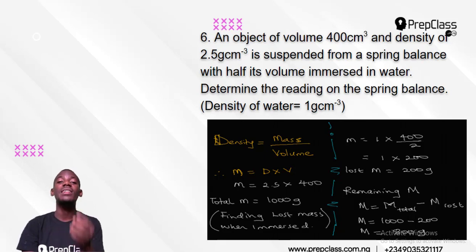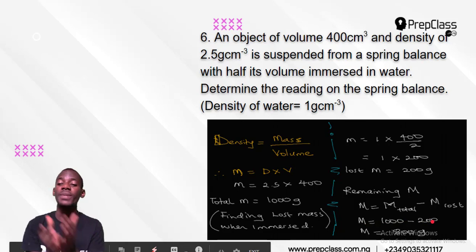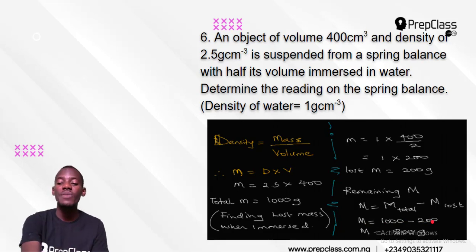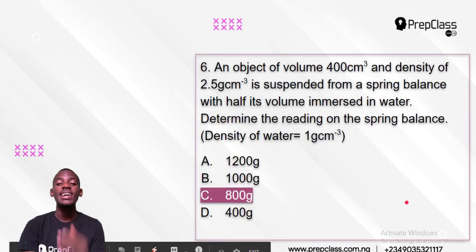So now, what is the mass left? The remaining mass is therefore the total mass minus the lost mass, and therefore the remaining mass is 1000 minus 200, because the total mass from the beginning is 1000 and the lost mass is 200. So therefore the remaining mass is 800 grams. So that is my answer, 800 grams.